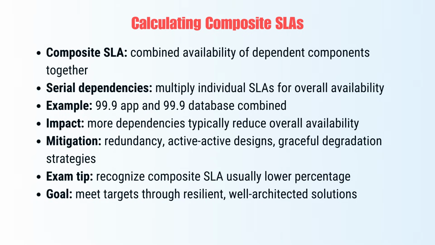In AZ-900, you won't be asked to do complex math, but you should understand the concepts: single component SLA equals that component's availability. Multiple dependent components means multiple SLAs turn into lower composite availability. Redundancy in design patterns can improve the effective SLA. Next, we'll explore Azure Blueprints, a way to package governance and environment setup for consistent deployment at scale.